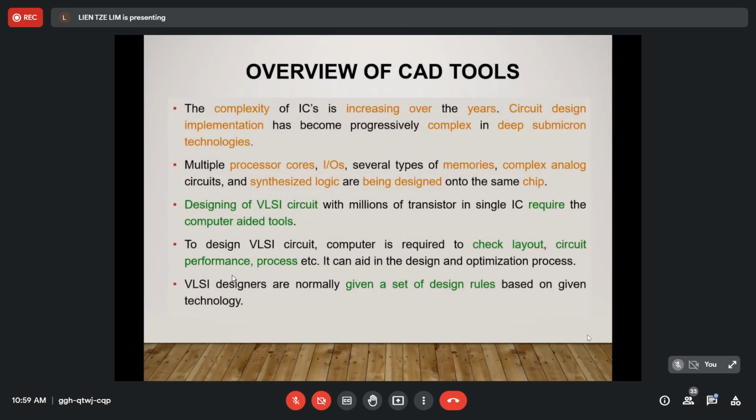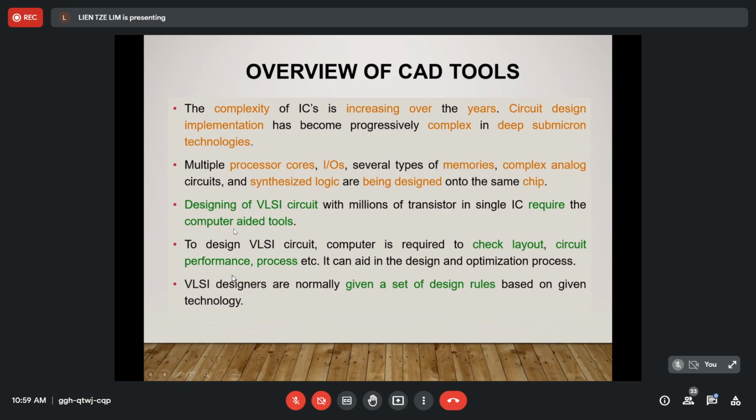Overview of the CAD tools. The complexity of the IC is increasing over the years. Circuit design implementation has become progressively complex in deep submicron technology. Multiple processor cores, input-output, several types of memory, complex analog circuits, and synthesized logic are being designed onto the same chip.